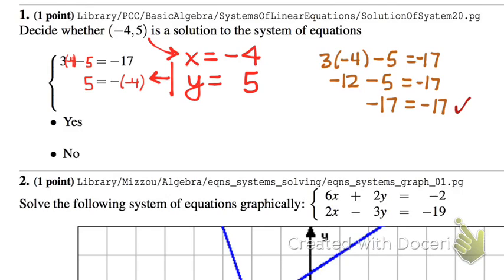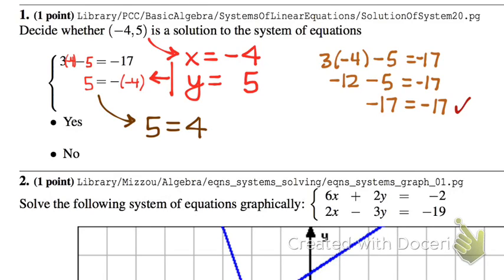So what else do we need to do? Check the second equation. So the left-hand side is 5. The right-hand side is minus negative 4. What's minus negative 4? What does that evaluate to? Positive 4. It's the opposite of negative 4. And so my second equation, 5 equals 4.